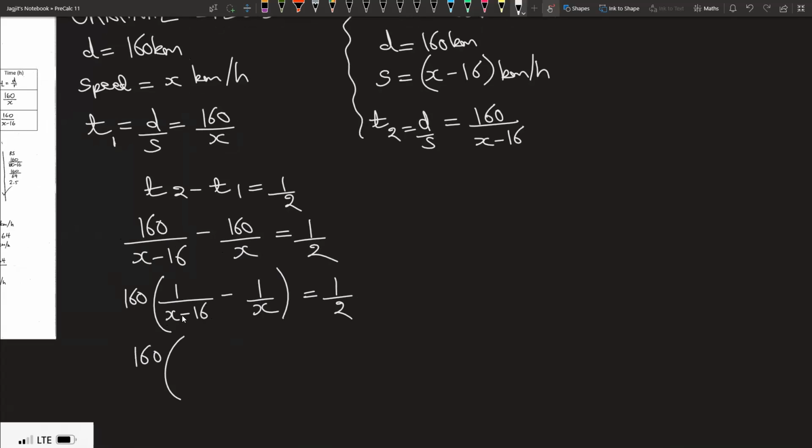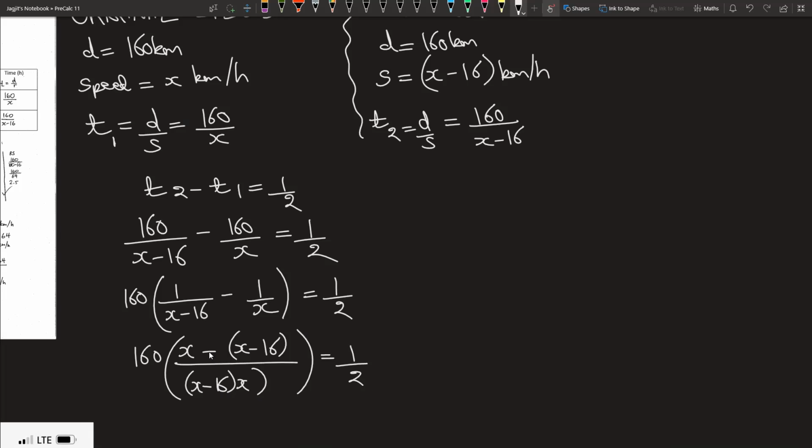And now we get the common denominator of the inside part. This term is missing x, so you do x times 1, which gives you x. This term is missing x minus 16, so you do (x minus 16) times minus 1, which gives you minus x plus 16... and your common denominator will be (x minus 16) times x. And all of that is equal to 1 over 2.